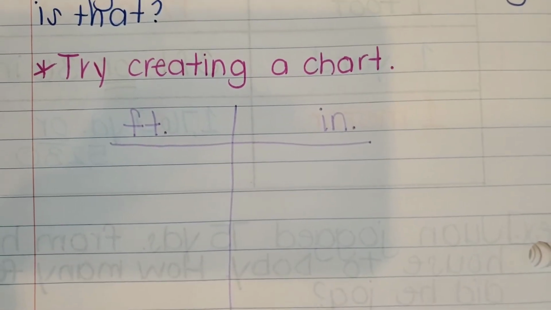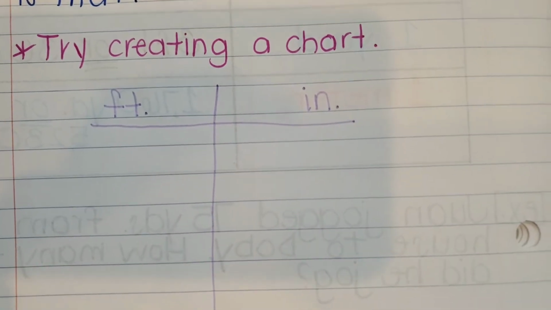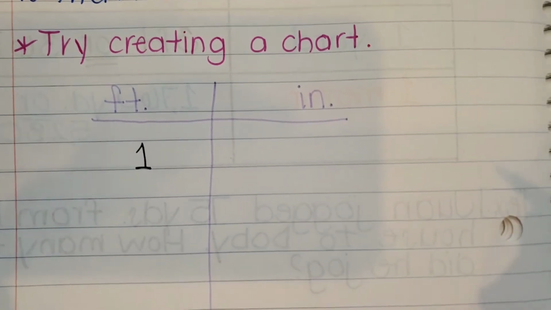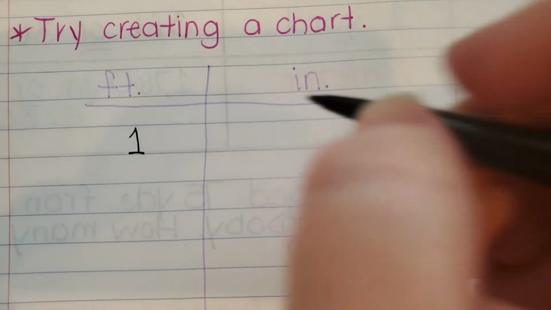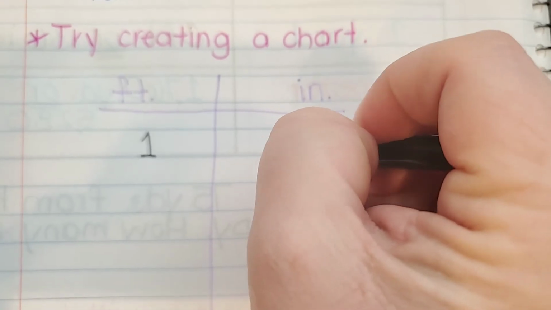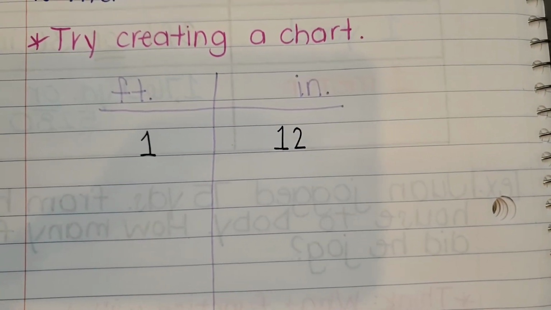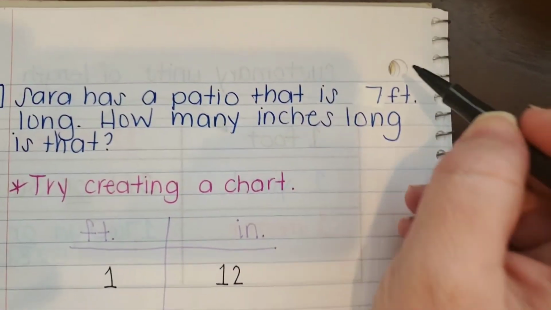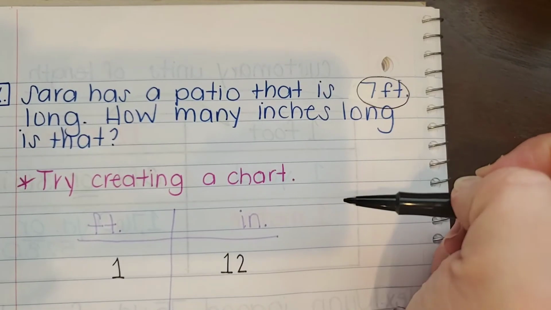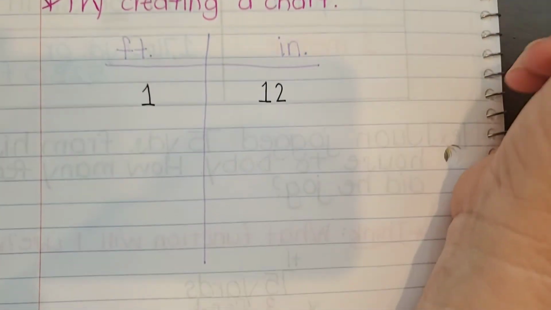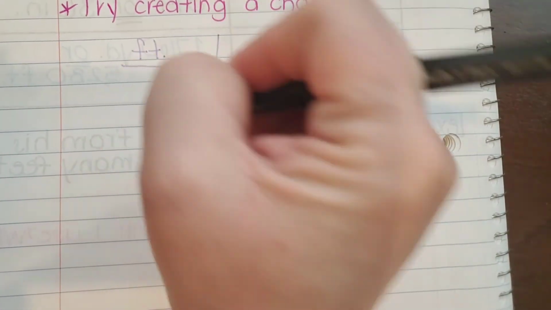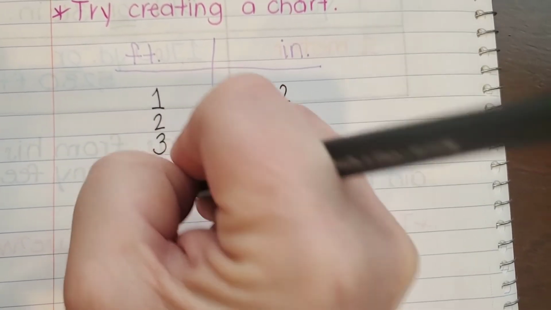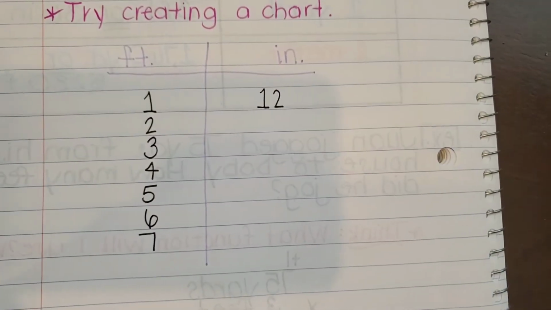Let me pick a darker marker here for you guys. So if I have 1 foot, I know that 1 foot, if I go back to the page we just took notes on, 1 foot is 12 inches. Okay? So you would just keep going down until you got to that number that we need for Sarah's problem. If we go back up to Sarah's problem, she has a 7-foot long patio. So we've got to go all the way down to 7 on our chart. 1 foot, 2 feet, 3 feet, 4, 5, 6, 7.